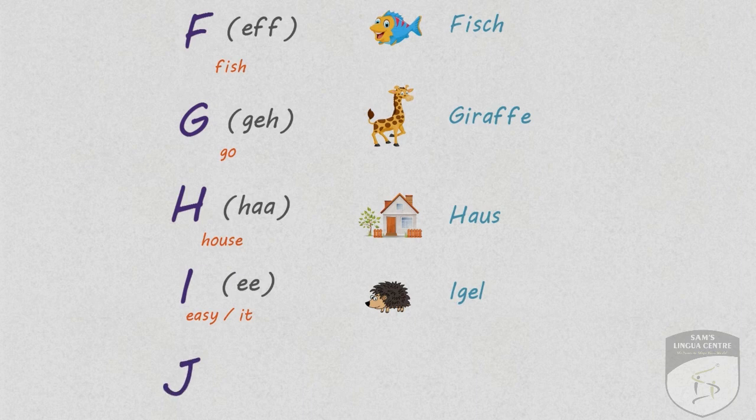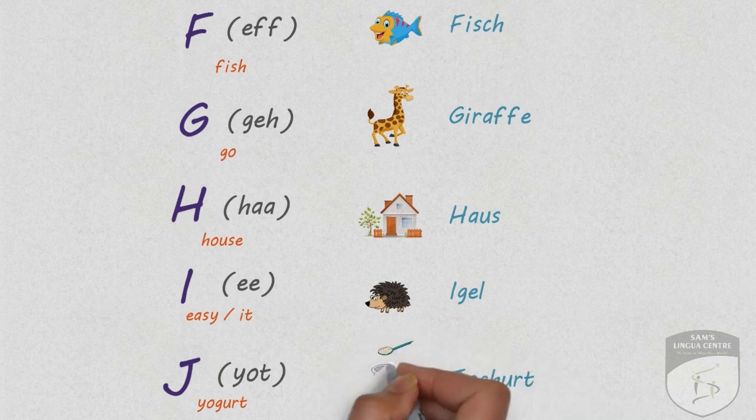J. The letter J is pronounced like the Y in the word yogurt. The German translation for yogurt is Joghurt. Joghurt.